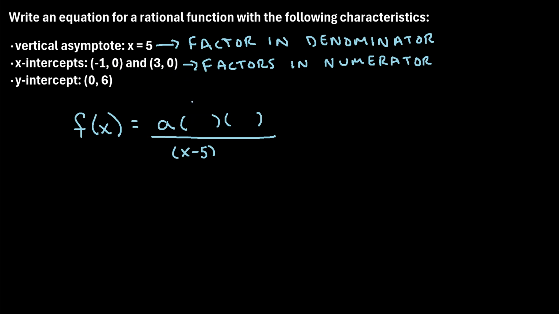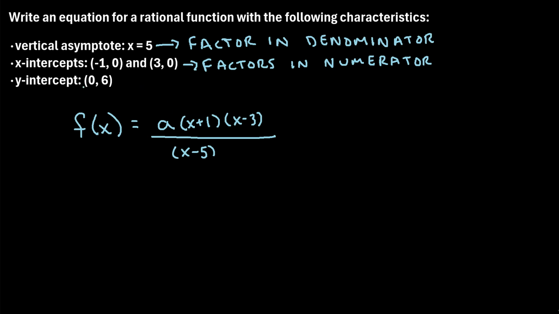So for the factors in the numerator, we can write x plus 1 and x minus 3. Because we'll see if we plug in a -1 for x right here, this would be -1 plus 1, which is 0. So the whole numerator would be 0, and this entire function would be 0, and thus the output would be 0. And same thing with 3. If we plug in a 3 for x right here, we would get 3 minus 3, which is 0, which would make this whole thing 0. So that's how we can write the factors in the numerator and denominator.